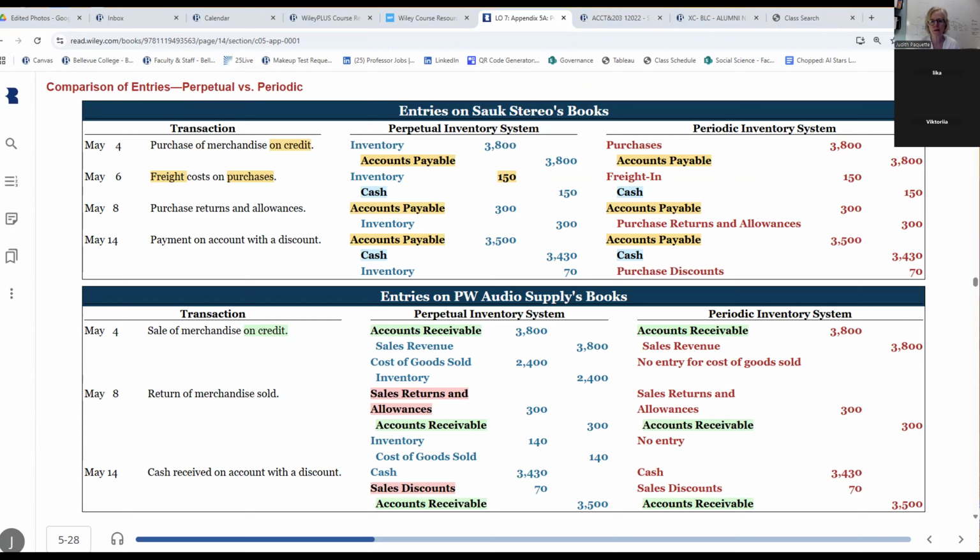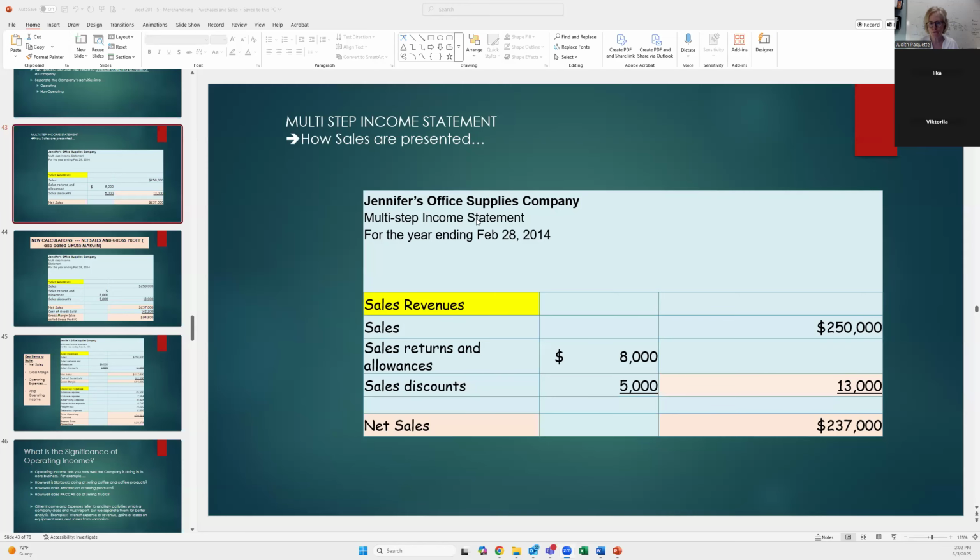Okay, so let's divide this up a little bit. Okay, can you guys see Jennifer's office supply here? Yes. Thanks. Okay, so this is the multi-step, and it's going to be done with perpetual. Okay, so you can see we now have 3 sales accounts. Sales, and then we subtract these guys. 250 minus 13 equals 237. Did you have a question?